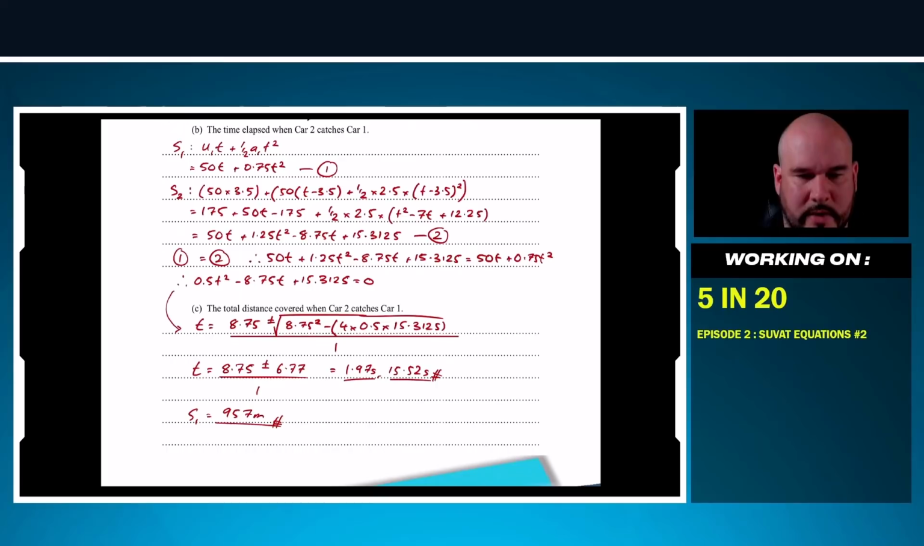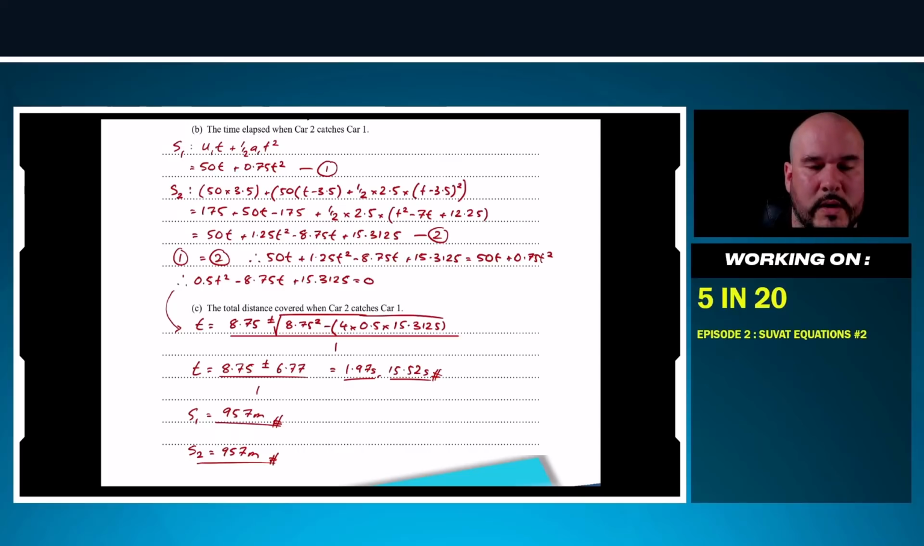We get two values here. The 1.97 seconds answer doesn't even make sense, because that's 1.97 seconds after the first car has accelerated away. The second car hasn't even started to accelerate yet, so that's not a plausible solution. Therefore we get 15.52 seconds.